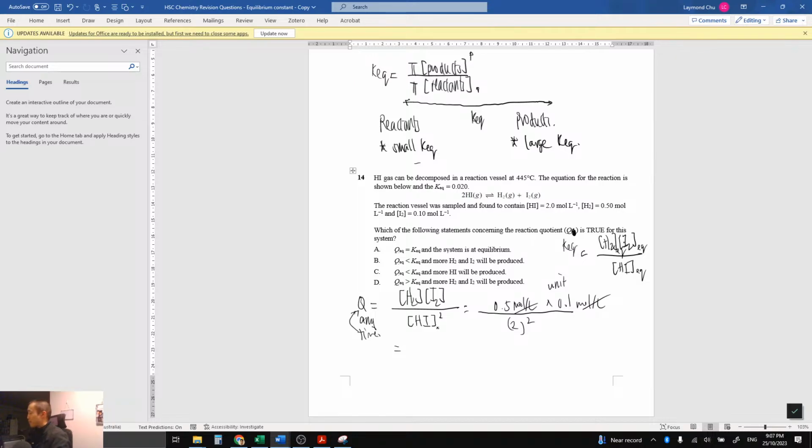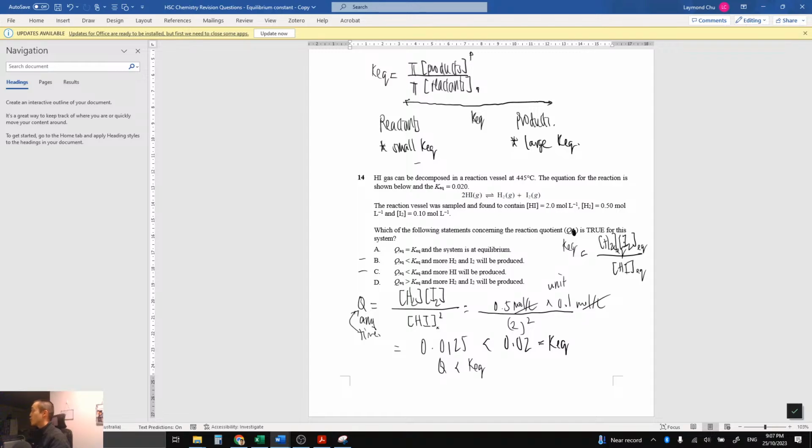So what is that equal to? 0.5 times 0.1 over 4. So that's 0.125, which is less than our 0.02, which is equal to our KEQ. So what does that mean? Q is less than KEQ. So it is either B or C.